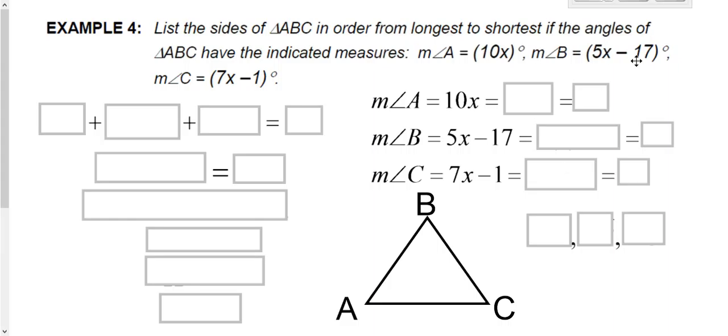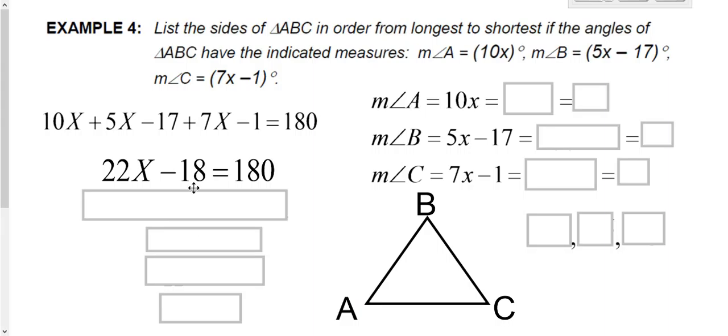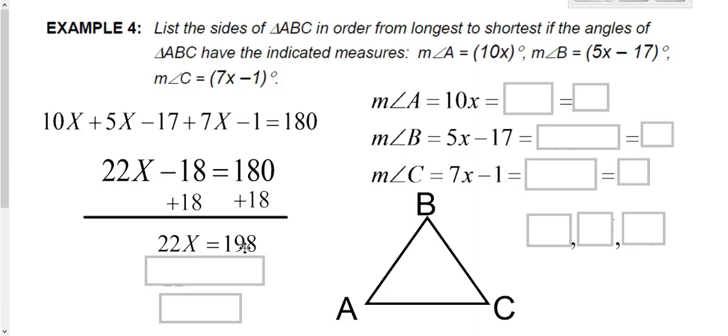So we know that all the angles in a triangle have to add up to 180. So let's see, angle A is 10x, plus angle B is 5x minus 17, plus angle C here is 7x minus 1. So we'll go ahead and combine like terms. All the x's make, let's see, 10 plus 5 plus 7 is 22x, and then the minus 17 and the minus 1 make minus 18. So we'll go ahead and add 18 to both sides to get rid of this minus 18, and we get 22x equals 198. Our last step will be to divide to get x, and we get x equals 9.